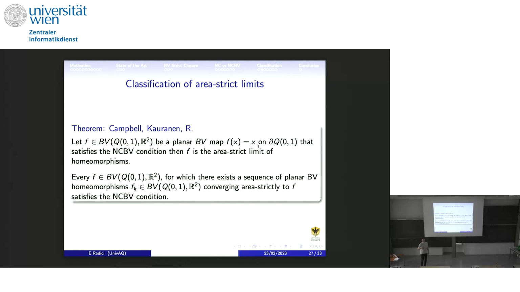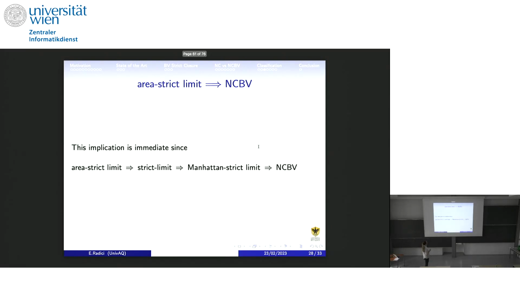Whenever you have a sequence which is area strictly converging, then the limit is NCBV. Whenever you have an NCBV map, actually you can do a much finer construction and construct a sequence of homomorphisms which is converging area strictly. So the construction here is much more precise than the one in the Manhattan strict characterization.